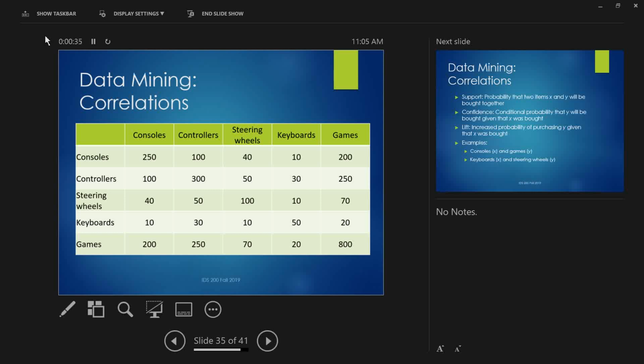So for example, out of these 1,000 purchases, down here in the corner, you can't see what I'm doing, down here in the corner, we see an 800. So 800 of those transactions involve somebody buying a new game.